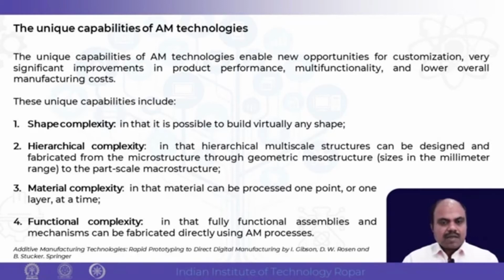Functional complexity. Previously, we used to have a product which is having just a component when we are manufacturing, and then of course we are assembling multiple components and making a system work. But now we have complete freedom. A lot of freedom is there, where functional assemblies and mechanisms can be made, compliant mechanisms can be made, mechanisms which are difficult to manufacture using normal traditional manufacturing process, because very small and very thick material component sizes can be manufactured in the same machine.